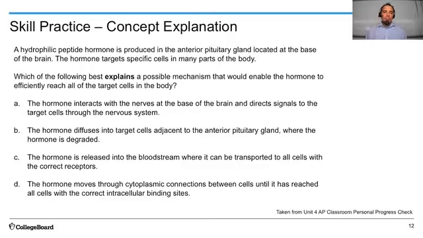A hydrophilic peptide hormone is produced in the anterior pituitary gland located at the base of the brain. The hormone targets specific cells in many parts of the body. So which of the following best explains, again, that word's in bold, so it's important, a possible mechanism that would enable the hormone to efficiently reach all of the target cells in the body?